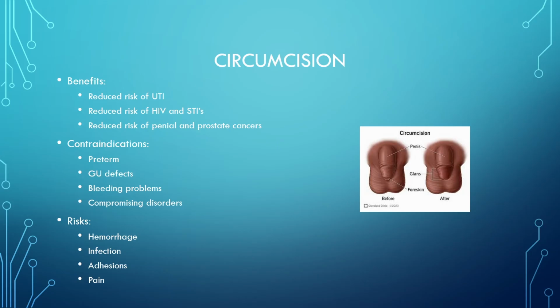There's a reduced risk of penile and prostate cancers in these babies. There are some contraindications, though. Not every infant can get circumcised, for example if they're born preterm, or if there are some genitourinary defects, bleeding problems, or any other compromising disorders. If they have hypoglycemia or respiratory distress syndrome, we're not going to circumcise them at that time.